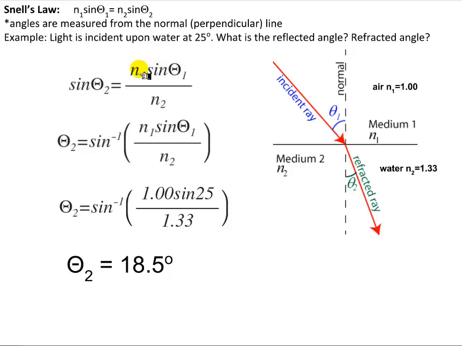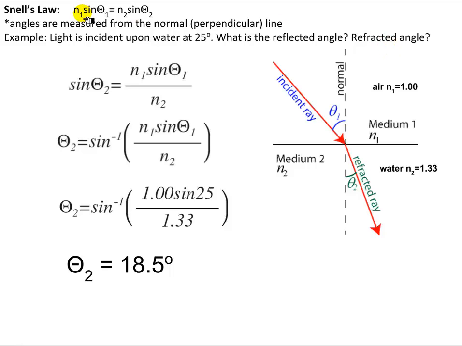So to answer this question, light is incident upon water at 25 degrees. What is the reflected angle? And what is the refracted angle? The reflected angle we already know would be 25 degrees because there would be a ray of light that bounces off right there. But that's not what we're interested in right now. We're more interested in the refracted angle.